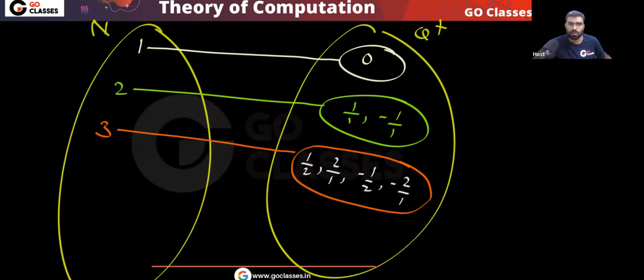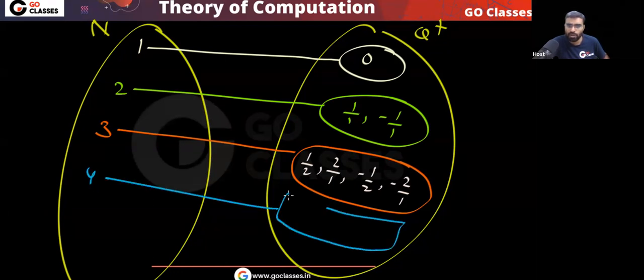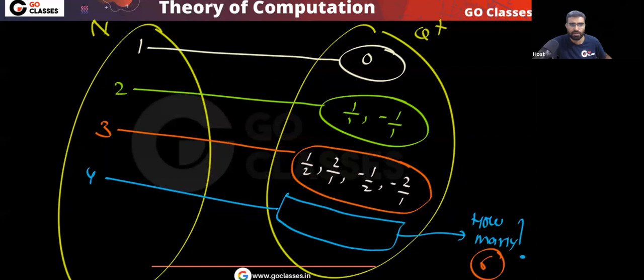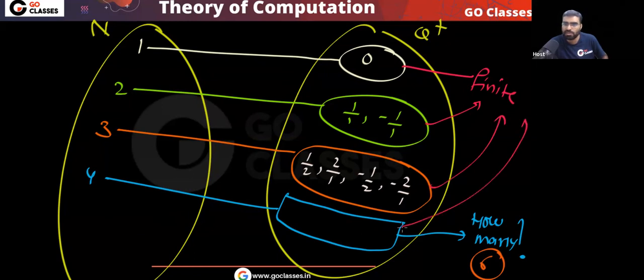To 4, what will you assign? Just tell me how many. Very good, 6. So you will assign 6. You can note this is also finite. This is also finite. Hence Q is countable.